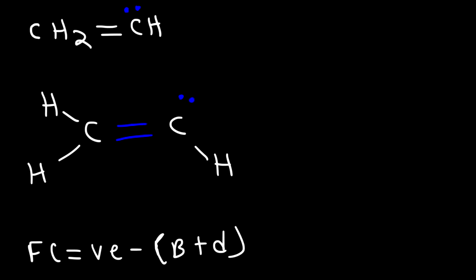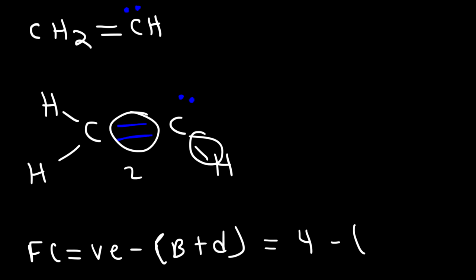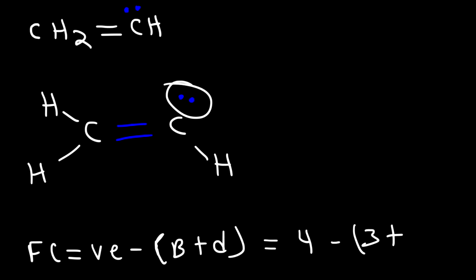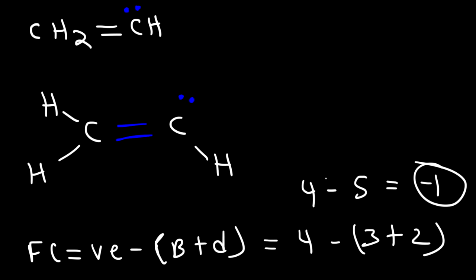Carbon is found in group 4A of the periodic table, and so it has 4 valence electrons. Now, how many bonds does this carbon have in its structure? So this is 1, that's a single bond, and here's a double bond. So 2 plus 1 is 3, so it has a total of 3 bonds, and it has one lone pair, or 2 dots. So 3 plus 2 is 5, 4 minus 5 is -1. So we could say that this carbon is negatively charged.